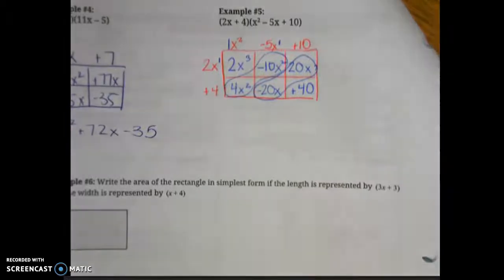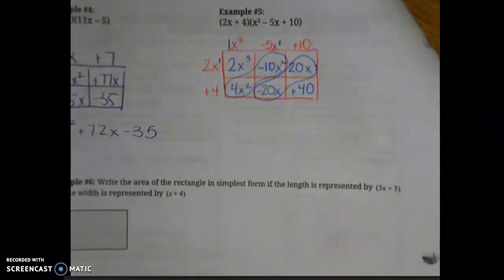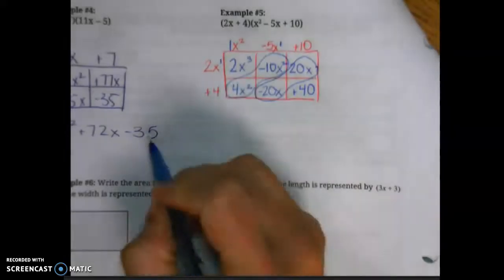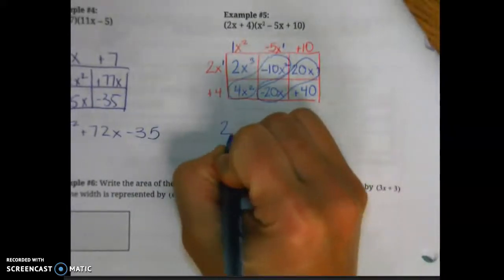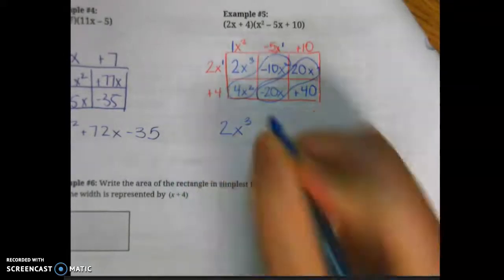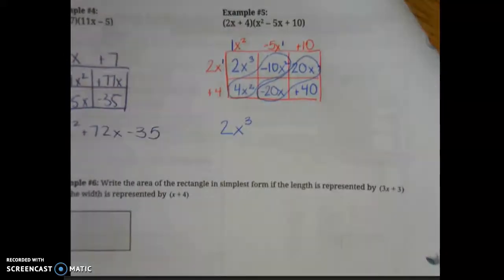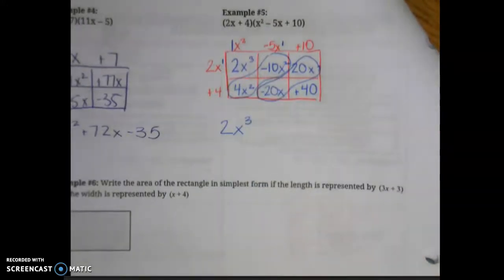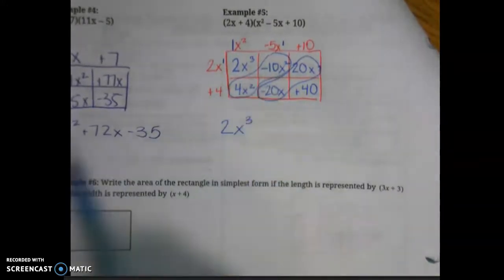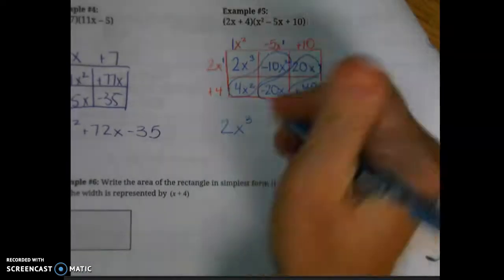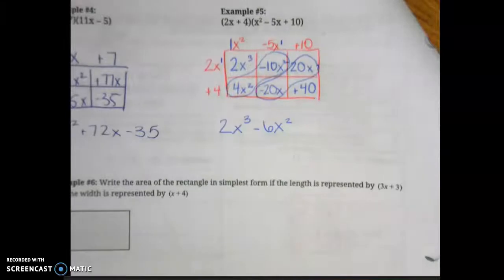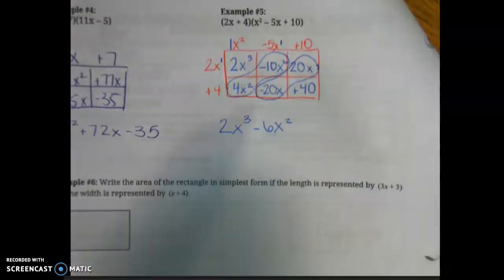Okay, when I write my answer, I want the term with the greatest exponent to come first. So I have this term right here with an x to the third power. So that's going to be my first term in my answer, 2x to the third. Okay, now I'll add together any term that has an x squared. So I have negative 10x squared and 4x squared. So when I add those together, I'll just add the coefficients. Negative 10 plus 4 is negative 6, and then x squared.